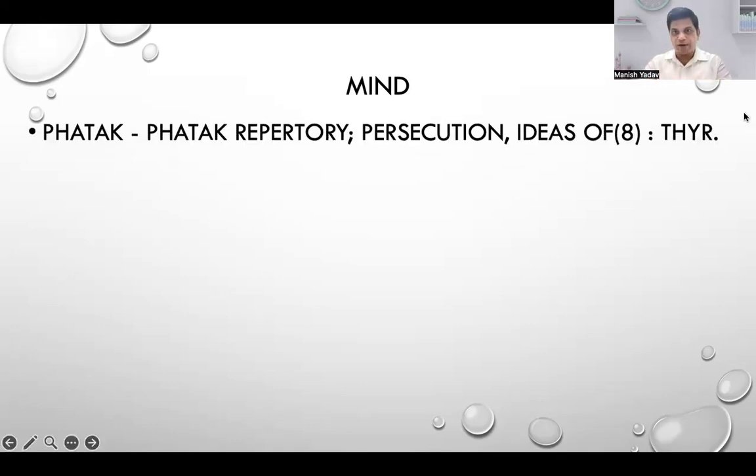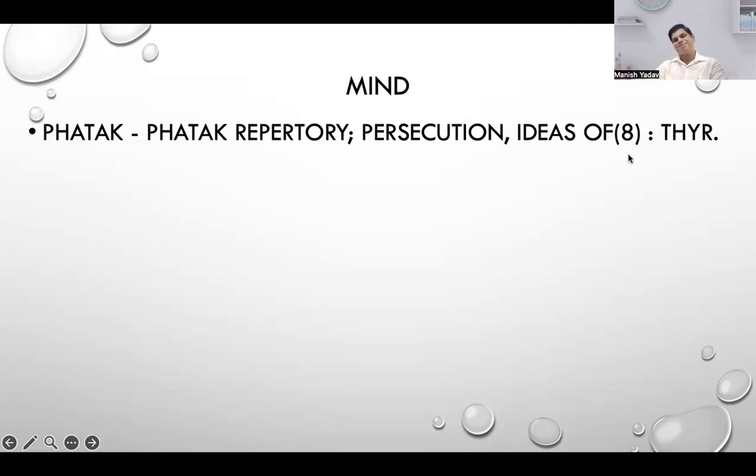Normally, whenever we are studying any remedy, we are very excited to know the mind symptoms. So I started studying mind symptoms and I said, let me see what the mental symptoms are. Can I prescribe thyroidinum through mental symptoms? And to my surprise, this is what I got. This is in Phatak's repertory, and you'll find the same thing in the Materia Medica also.